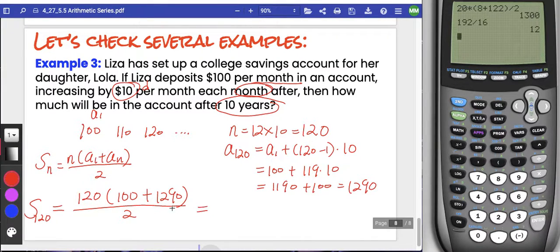Again, if you really do not like using mental math, you can use the calculator to find out the answer. So it's 120 times, do not forget the parentheses, 100. Oh, sorry, I think I made a mistake, which is adding. Oh, actually it's multiplying, what I'm doing here. So it's 100 plus 1,290. I keep making mistakes, but we cracked it. And lastly, do not forget to divide by 2. So let's check again. It's 100 first term, and a120 is 1,290 times this. So at the end of the 10 years, we have $83,400. That's all the money they put in.